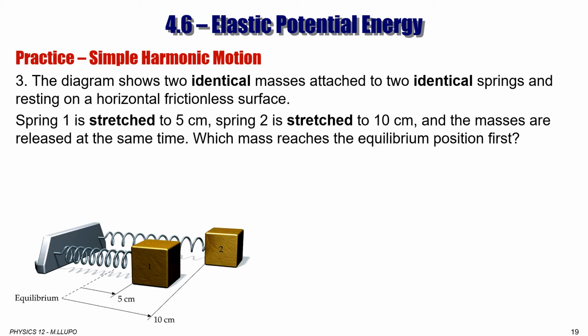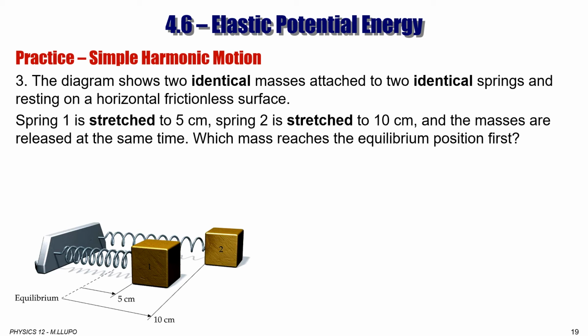Here is a practice problem with simple harmonic motion. The diagram shows two identical masses attached to two identical springs, resting on a horizontal frictionless surface. Spring 1 is stretched to 5 centimeters, and spring 2 is stretched to 10 centimeters, and the masses are released at the same time. Which mass reaches the equilibrium position first? What do you think?